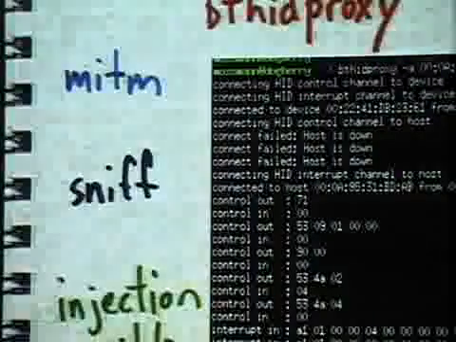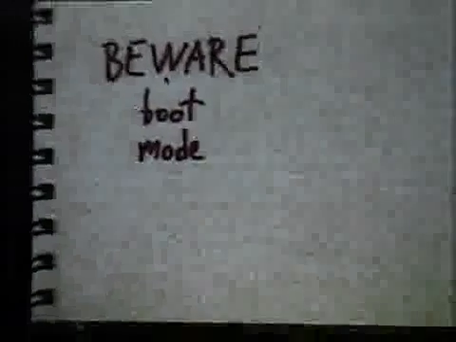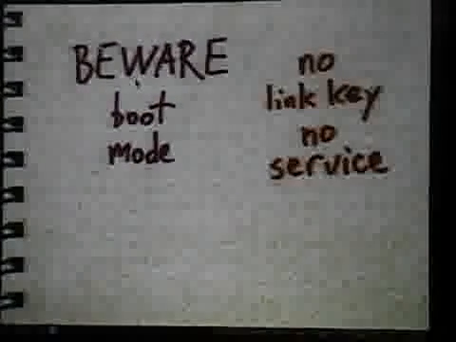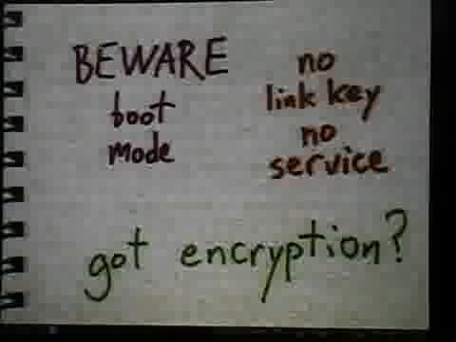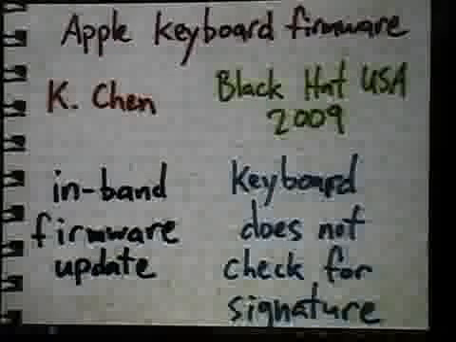So let's get back to the slides. Back to my tips. Handy tips for secure operation of Bluetooth keyboards. Beware of boot mode. Make sure that you're actually using authentication. And make sure that you're actually using encryption. And the way that you can do that is by connecting to the devices, pretending to be each other, and seeing if encryption gets negotiated.